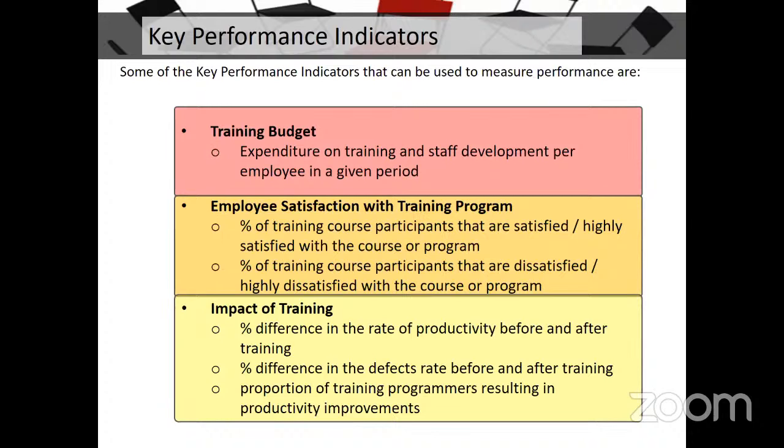And how can you measure that? One is the percentage difference in the rate of productivity before and after. Very important, the difference in the defects rate before and after the training. The proportion of the training programmes resulting in productivity improvements. And when you show those metrics, someone is able to tell for real, is it worth investing in this training? Or would you have invested in another training? And is this training the right training?